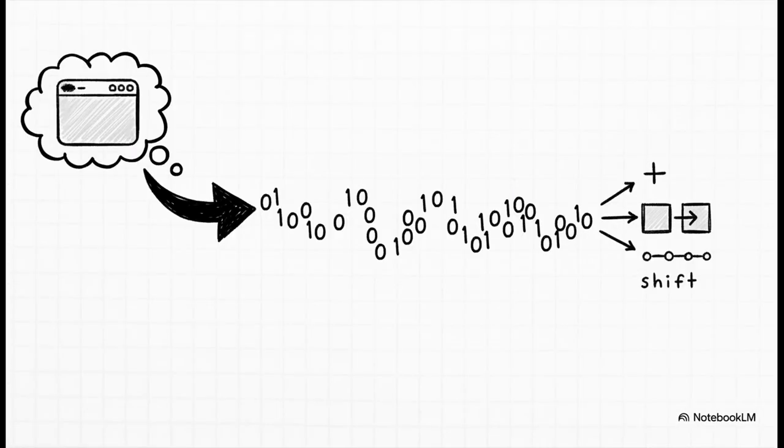So what exactly is an instruction? Well, it's not some complex sentence like, open my web browser. Down at the bottom, it's literally just a string of ones and zeros, a binary code. And each unique code tells the computer to do one tiny, specific task, like add this number, move that piece of data, or compare these two things.